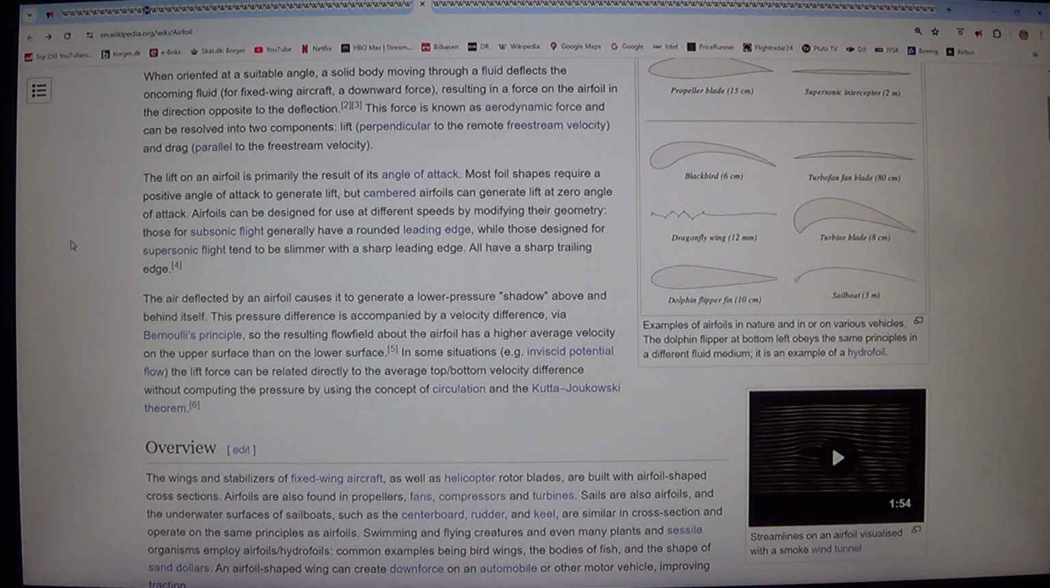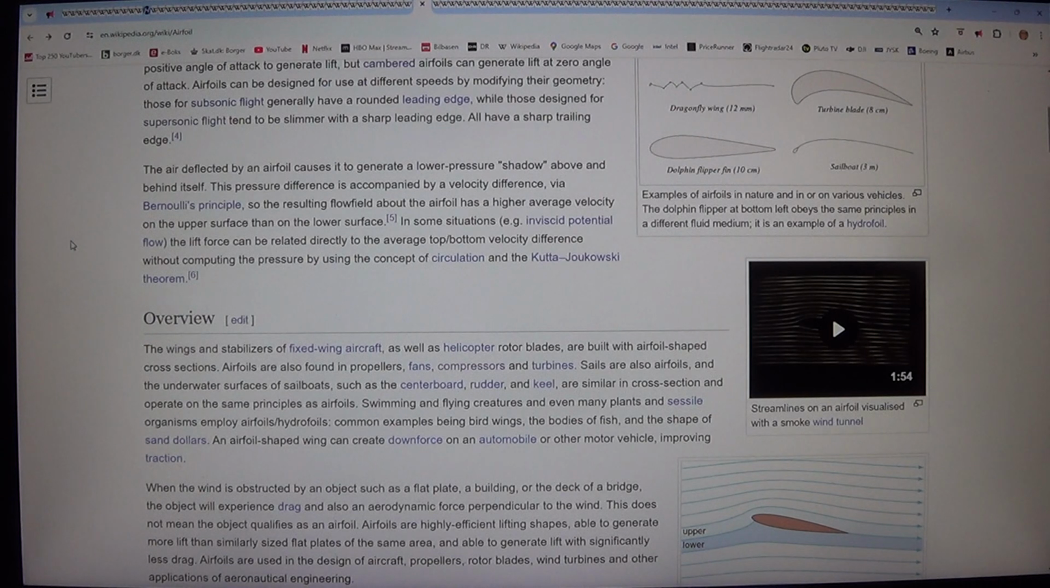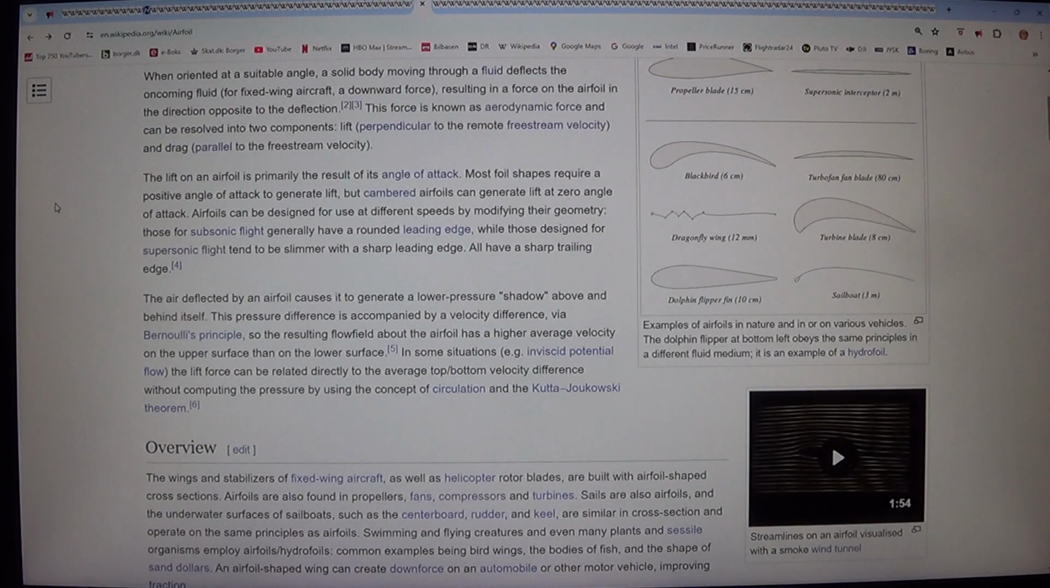The air deflected by an airfoil causes it to generate a lower pressure shadow above and behind itself. This pressure difference is accompanied by a velocity difference, via Bernoulli's principle, so the resulting flow field about the airfoil has a higher average velocity on the upper surface than on the lower surface. In some situations, for example in inviscid potential flow, the lift force can be related directly to the average top-to-bottom velocity difference without computing the pressure, by using the concept of circulation and the Kutta-Joukowski theorem.